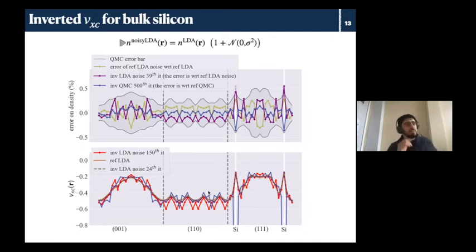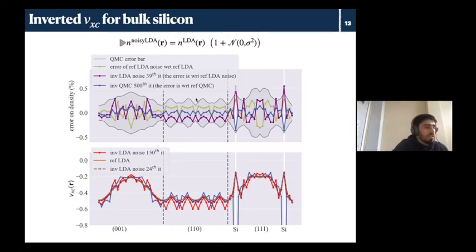Also, when the QMC error bar is very small, as we will see for the case of sodium chloride, these spikes disappear. So that's why I think the reason that the inverted VXC of QMC density is not smooth is the stochastic noise of QMC.